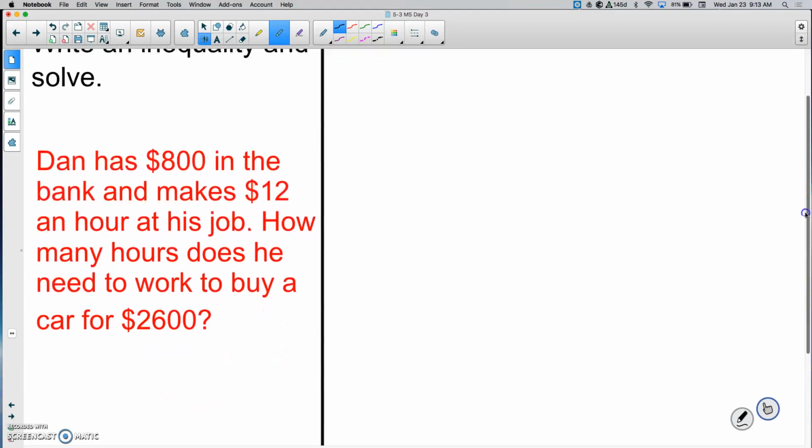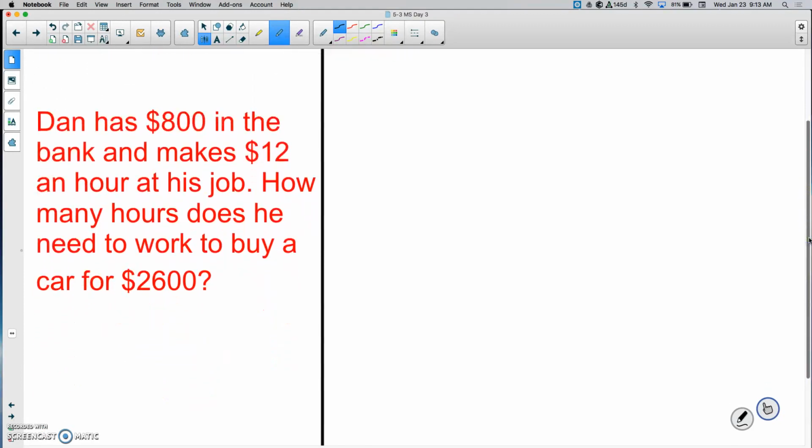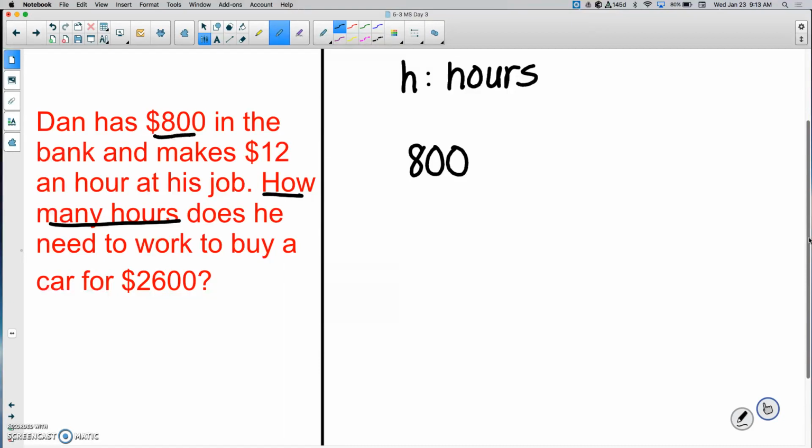Sample number 3. Dan has $800 in the bank and makes $12 an hour at his job. How many hours does he need to work to buy a car for $2,600? So my variable this time, I'm going to use h for hours because they're asking how many hours. Now, this problem's a little bit different. He is starting with $800. So I am going to start with $800. He makes $12 an hour.